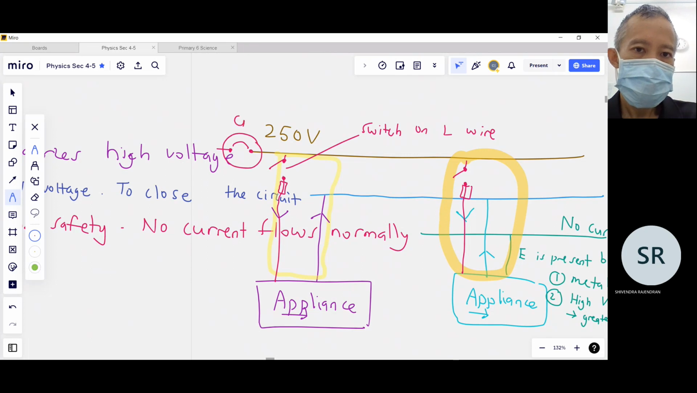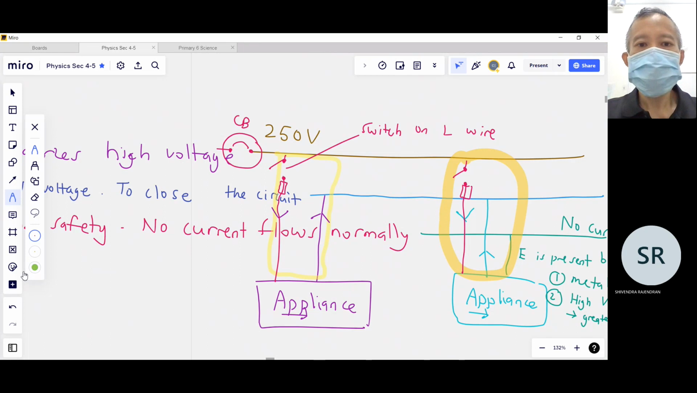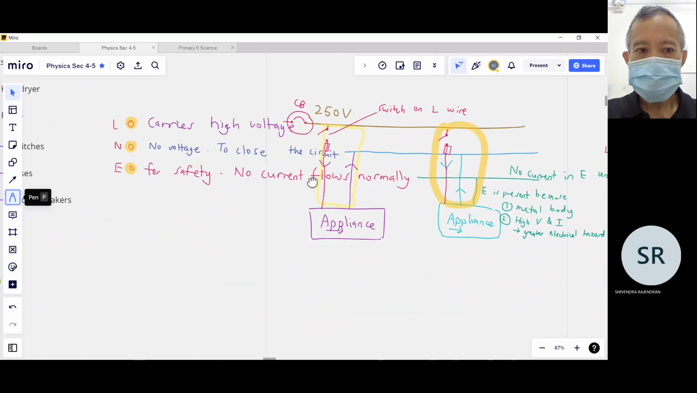Okay, circuit breaker is normally just one at the main entrance. But for the individual appliance, they will have a switch and a fuse, and probably more than one. Okay, I think that's about it. Any question?